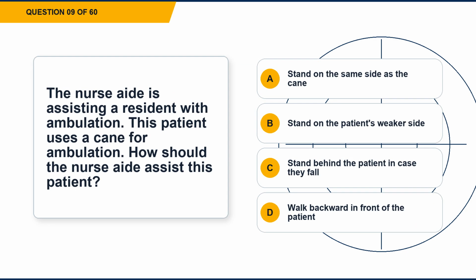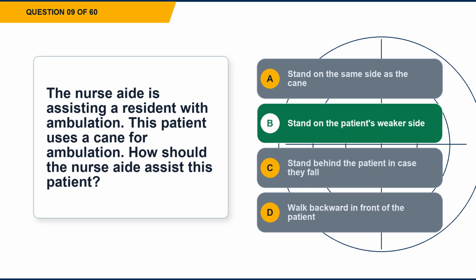Question 9. The nurse aide is assisting a resident with ambulation. This patient uses a cane for ambulation. How should the nurse aide assist this patient? Option A. Stand on the same side as the cane. Option B. Stand on the patient's weaker side. Option C. Stand behind the patient in case they fall. Option D. Walk backward in front of the patient.